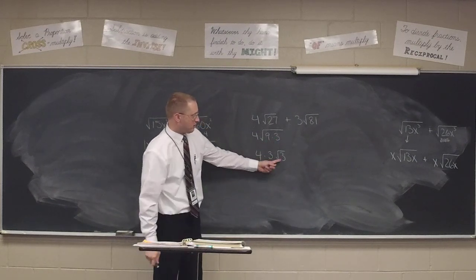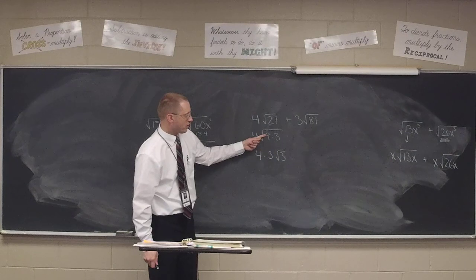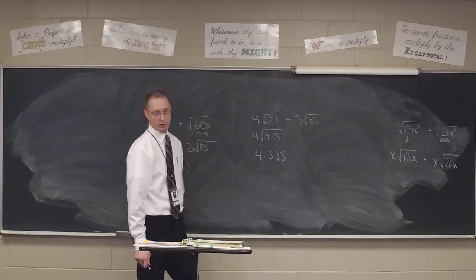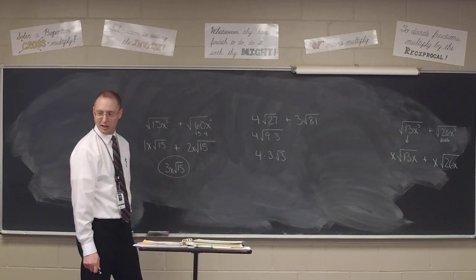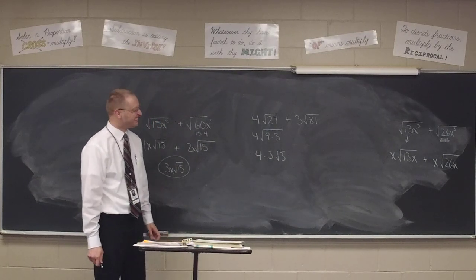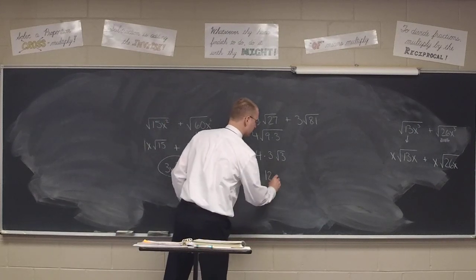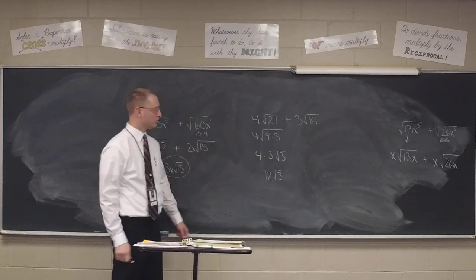So this 3 stays in the radical. This square root of 9 becomes a plain old 3 out of the radical, and this 4 is just kind of along for the ride, like a third wheel. All right, now what? 12 times the square root of 3. Good. And then you take the other one.